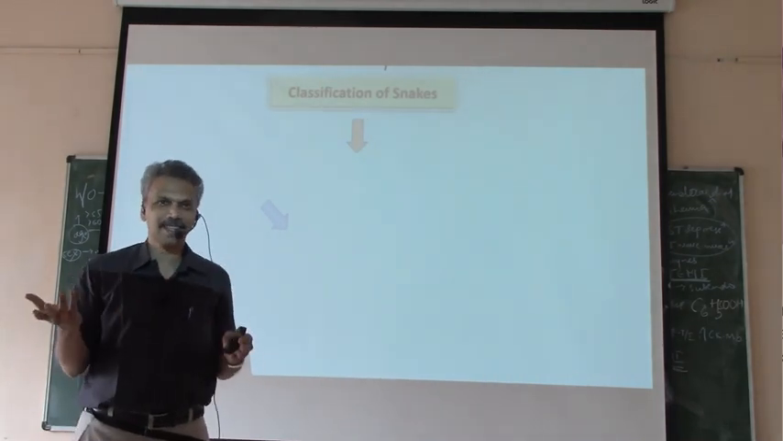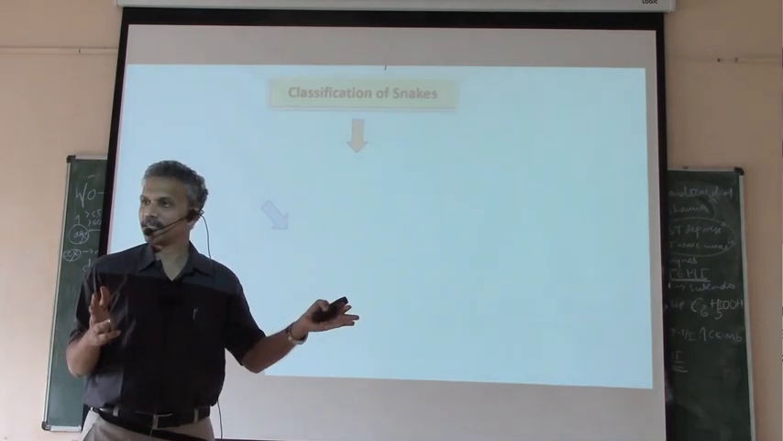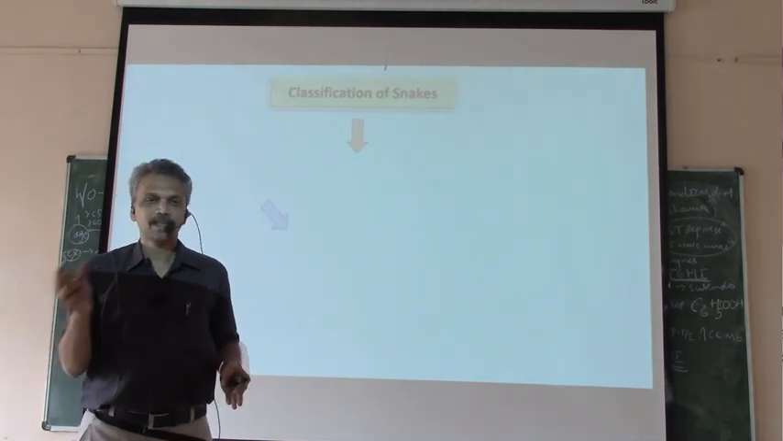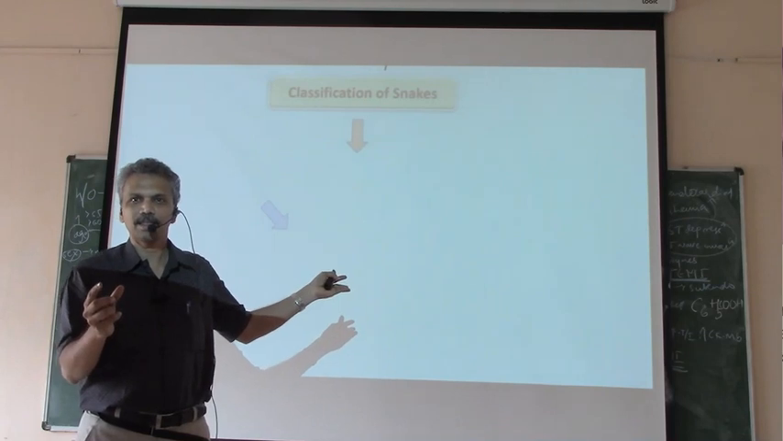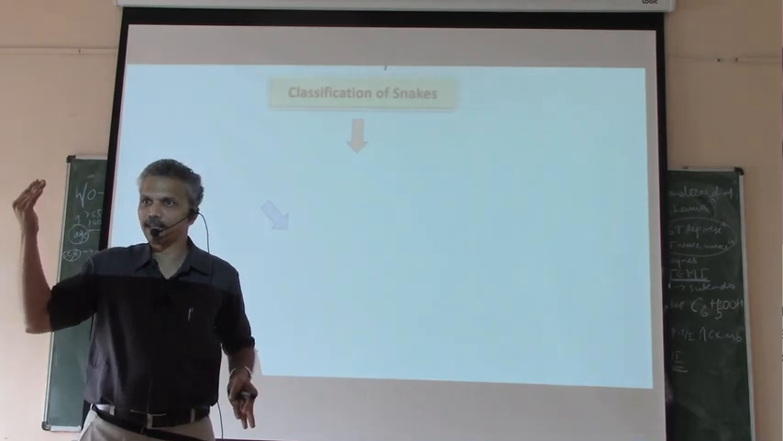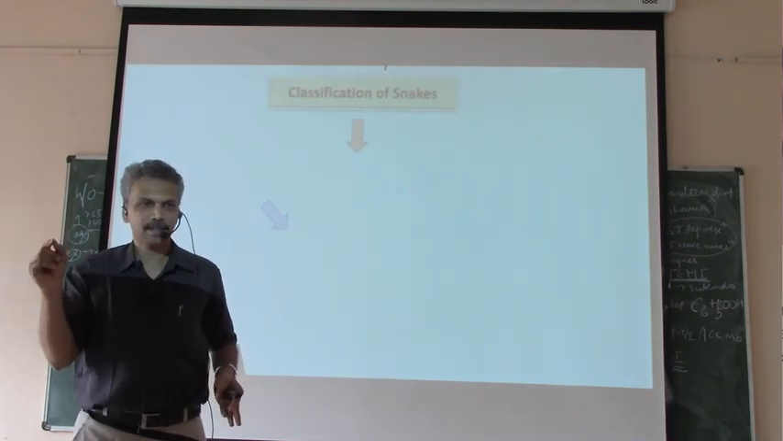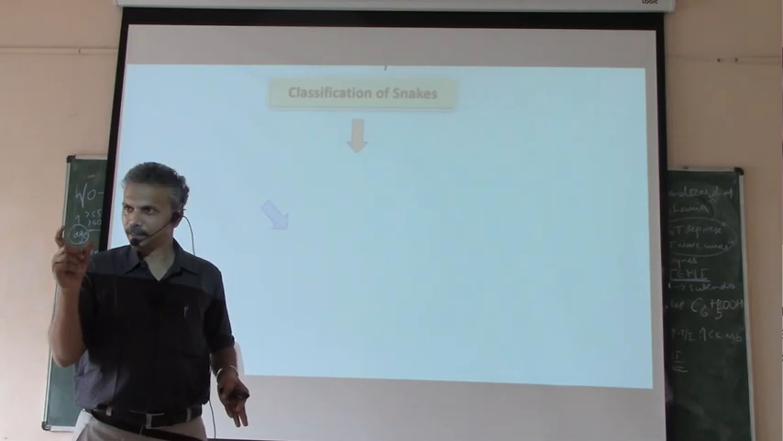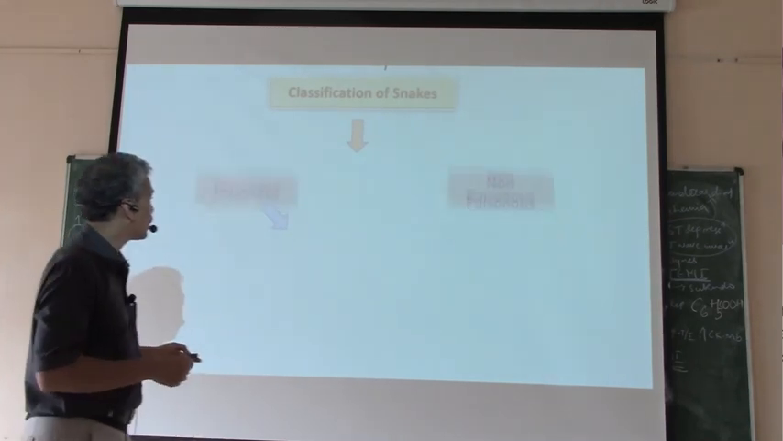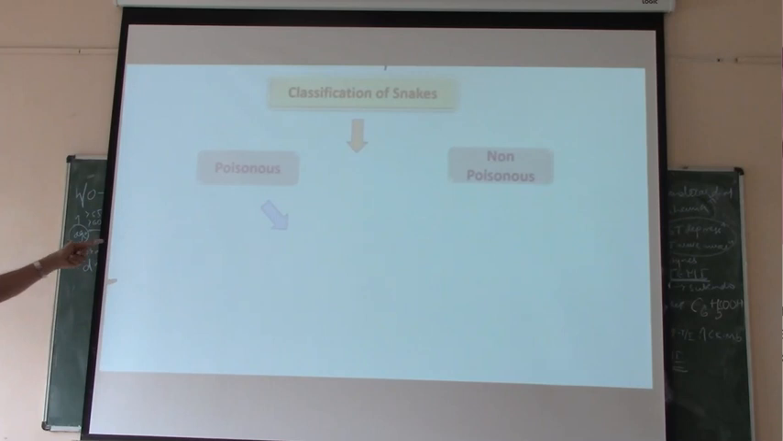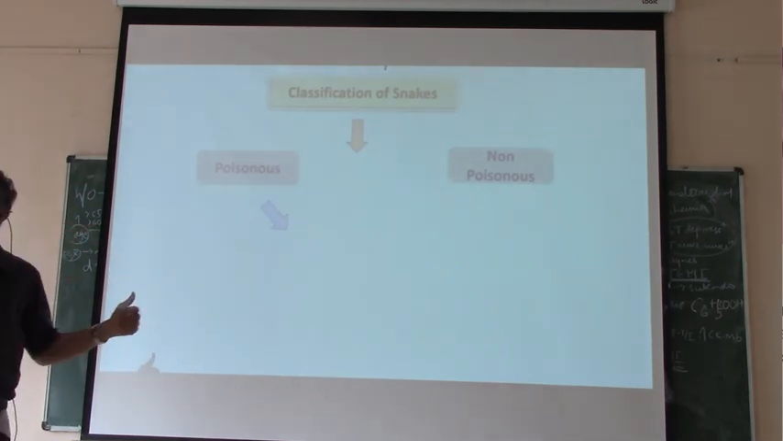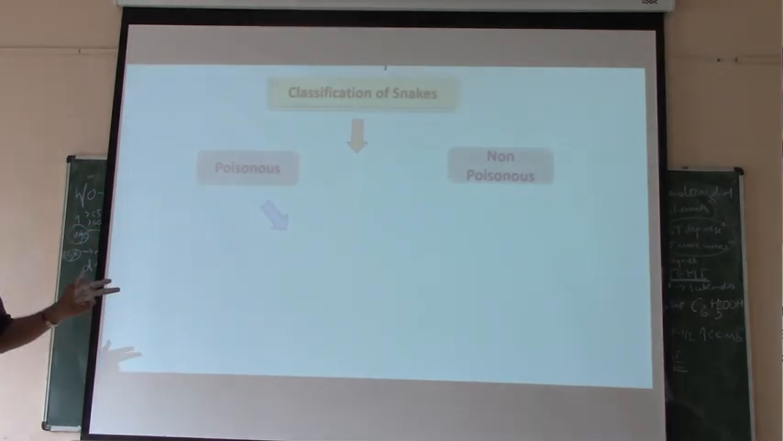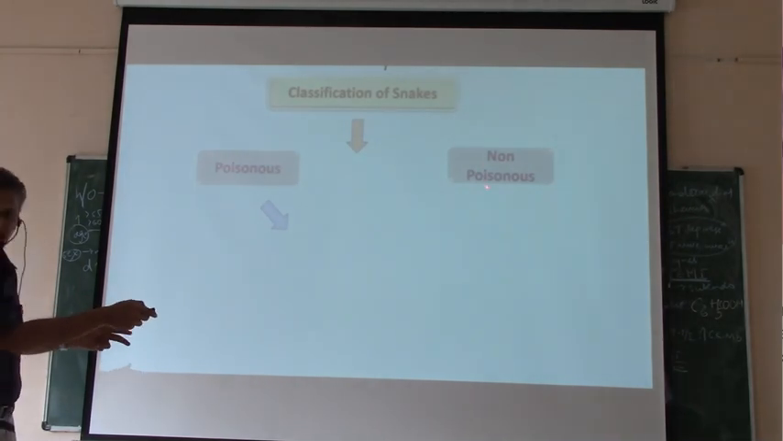Okay, you basically classify snakes into poisonous and non-poisonous. Now, this information you will have to track back to your FMT. There was a chapter, snake poisoning. If you look there, the snakes are basically classified, as Dr. Krishnadas rightly said, into poisonous and non-poisonous. Now our focus is not on this area.